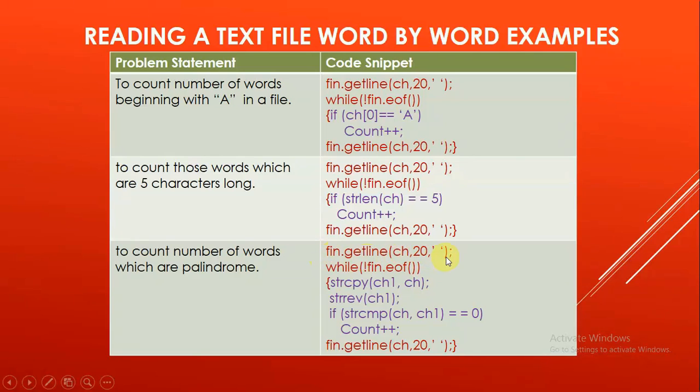So I am reading a word again here. I am using the while loop till end of file is reached. I will continue this loop. Now I have to count the number of palindromes. I am checking whether the word which I have read is a palindrome or not. I will copy this word simply to another string ch1 which I have already declared before the loop.